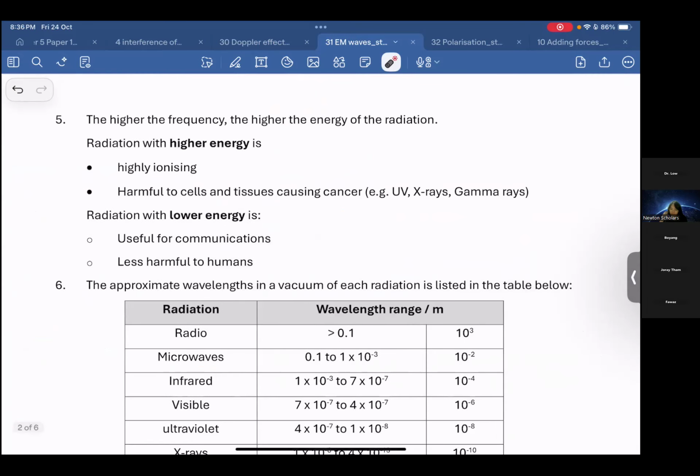Then I proceed. The higher the frequency, the higher the energy. That's why gamma ray is very dangerous, because gamma ray has the highest frequency, and the energy is also high. So we are not encouraged to be exposed to gamma ray. This one is so dangerous, easily to get highly ionizing. This one we learn in year 10.